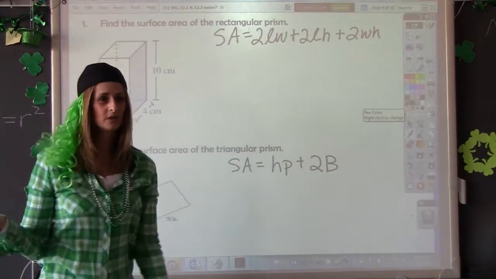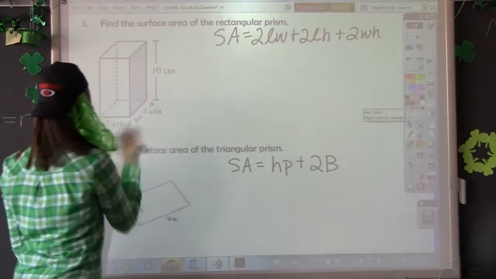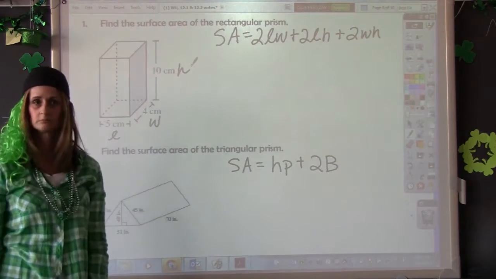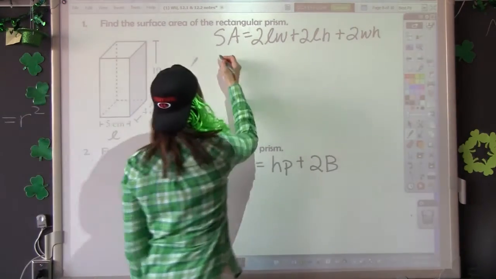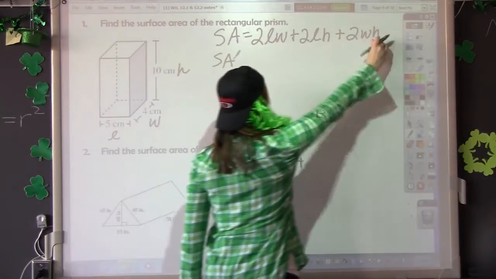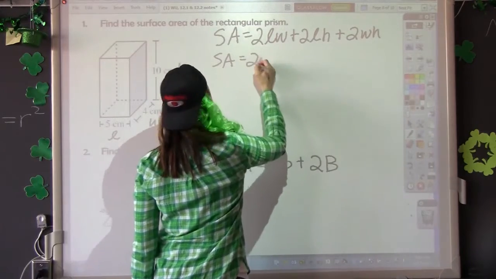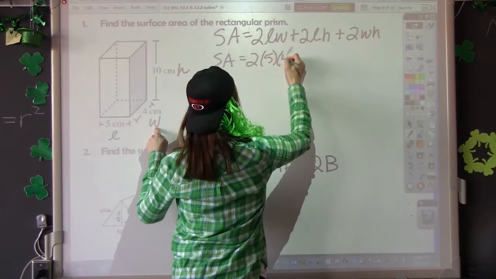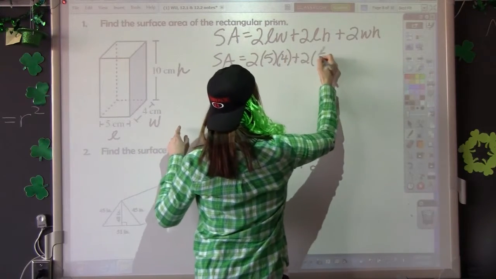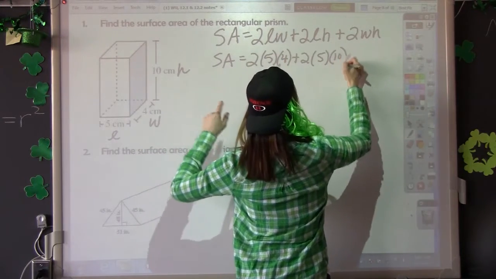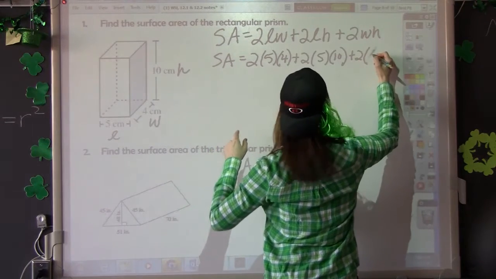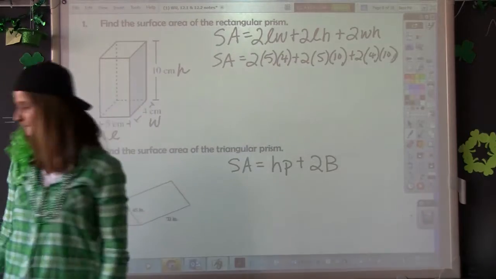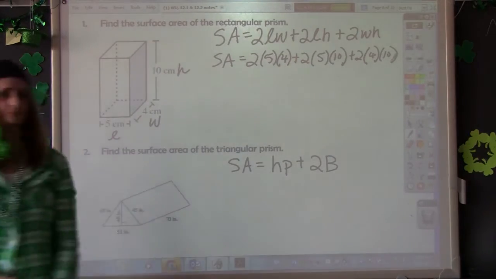It doesn't really matter which is length, width, and height. Usually length is longer than width, so that's what I'm going to do. Okay, so notice the formula, numbers plugged in. L is 5. Width is 4. Height is 10. Everyone's writing this down. Everyone's got a calculator?